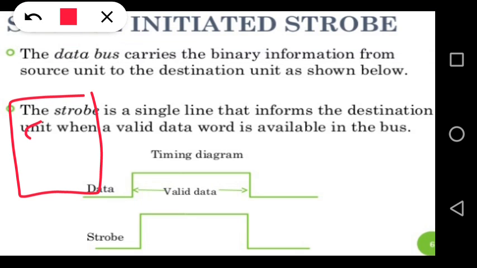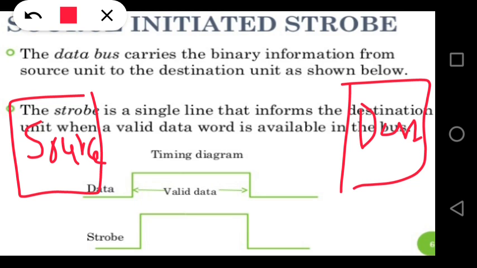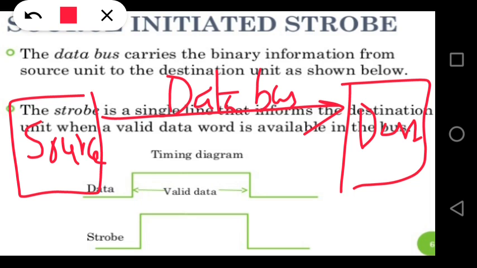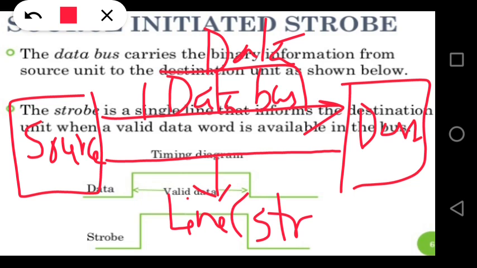So that means if this is my source, if this is my destination, this is the data bus on which you will send some data, and there is also another line which is called strobe. So this line is used to send strobe. So strobe is a single line that informs the destination unit when a valid data word is available in the bus.